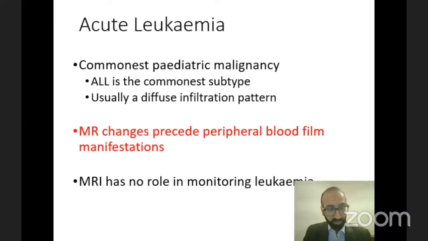It's really controversial whether there's actually any imaging role in monitoring of leukemia, and I think that's really limited to looking at complications like avascular necrosis from treatment. MRI does not tell you that leukemia is getting better, but it can help suggest the diagnosis.